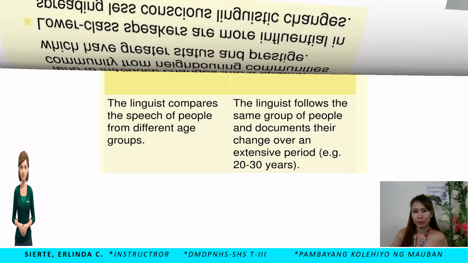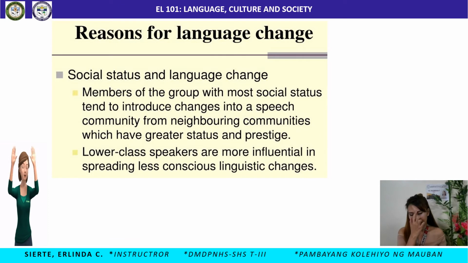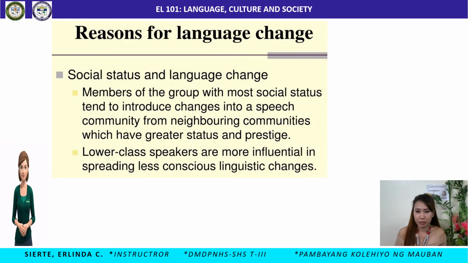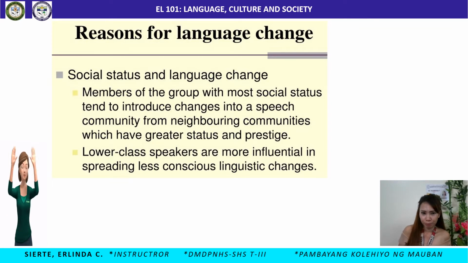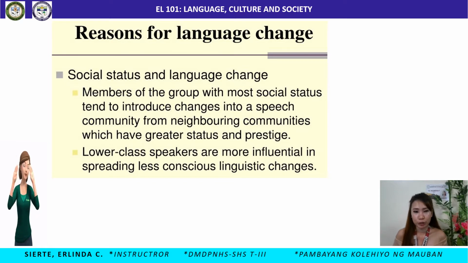Now, still, let's have the reasons for language change. Why do you think so? Talking about social status and language change, the members of the group with most social status tend to introduce changes into a speech community from neighboring communities which have greater status and prestige.